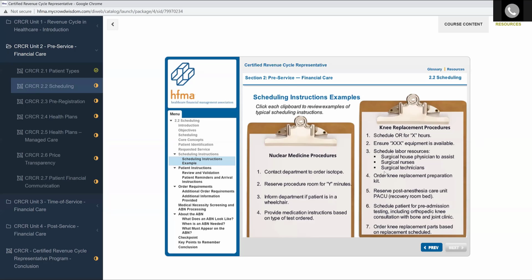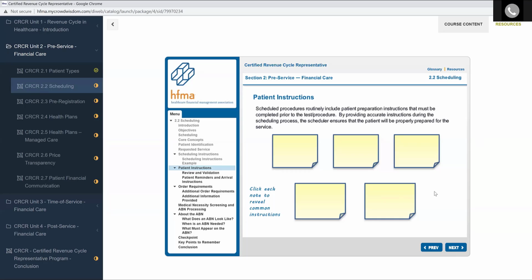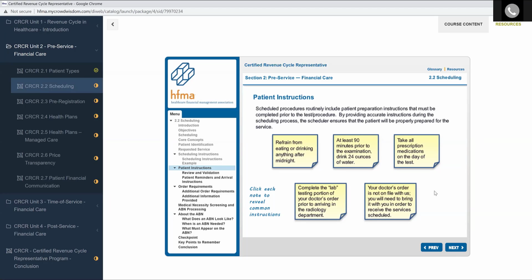to patient instructions. Scheduled procedures routinely include patient preparation instructions that must be completed prior to the test or procedure. Many of you, like myself, have had surgery or other procedures, so you would know they say don't eat past 12, don't do this, don't do that. The accurate instructions allow for the service to be done timely. This ensures that the patient will be properly prepared for the service.